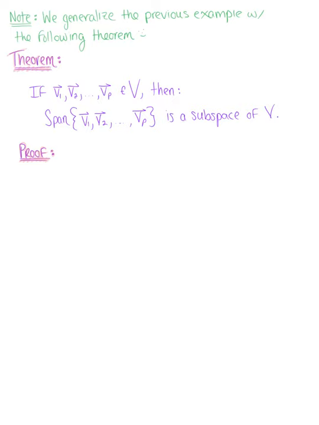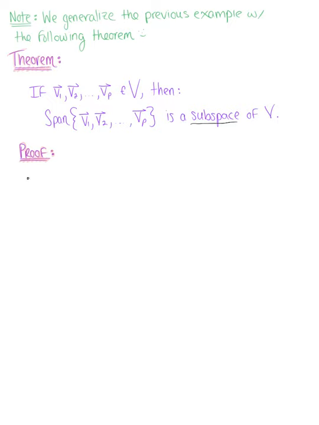So here we generalize the previous example with the following theorem. This theorem tells us that if vectors v sub 1, v sub 2, all the way up to v sub p are elements of a vector space V, then the span of these vectors is a subspace of vector space V. Before we get started, if you have not had a chance to watch the previous example, please make sure that you do, as I'm going to go much more quickly through this proof. We looked in more detail in the last case.